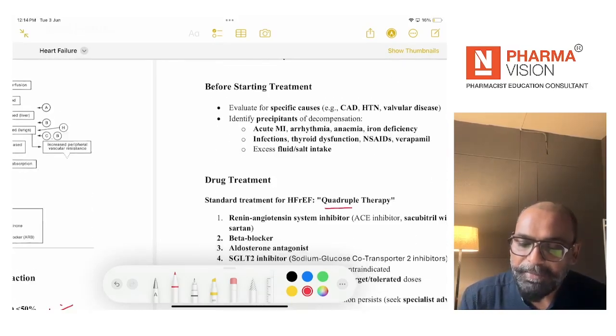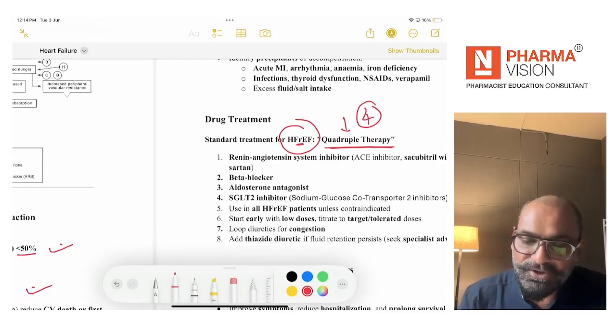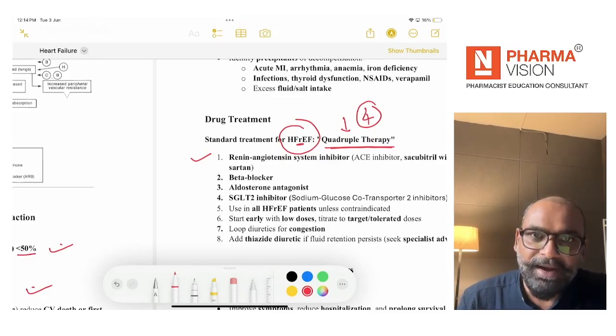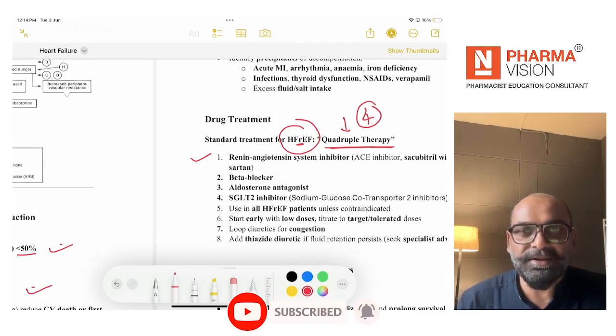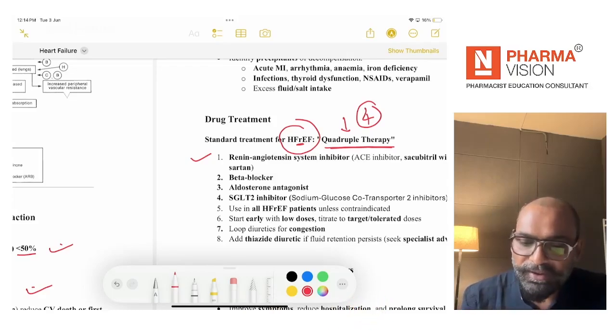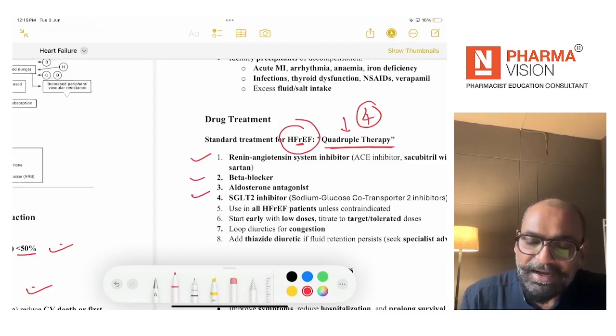the quadruple therapy is important for heart failure with reduced ejection fraction. Quadruple means four different classes of medications. One is we are trying to control the renin-angiotensin system, because in the heart failure patient the compensatory mechanism, the renin-angiotensin system, becomes more activated. So we have to control that. Second is beta blocker, because the sympathetic system is overactive. Third is aldosterone antagonist, and the fourth one is SGLT2 inhibitors.